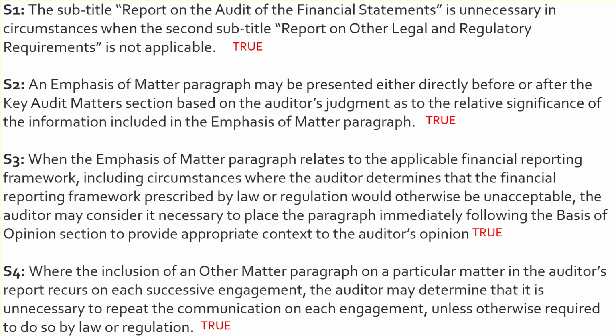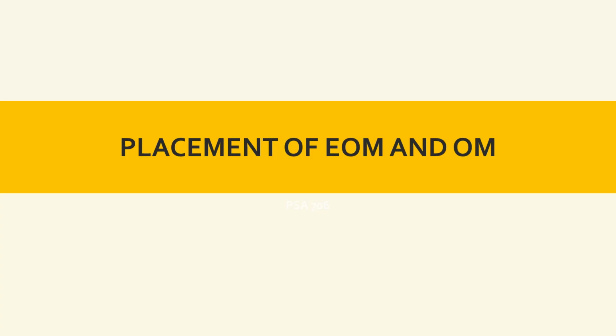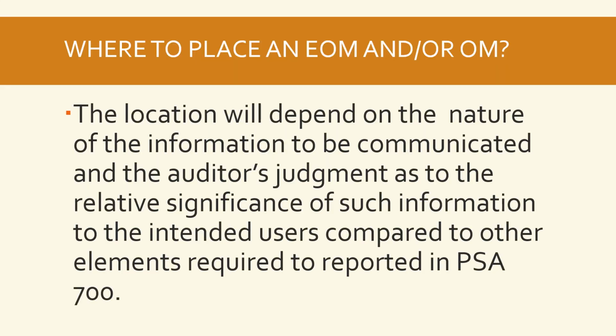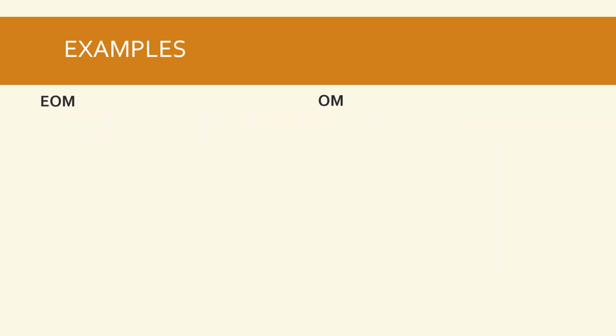Now, a while back, particularly when we talked about statement 3, we were already looking into the placement of the EOM and the OM. And we did mention that it should not be before the opinion paragraph. And so therefore, at the very minimum, it should appear after the basis for opinion paragraph. Now, why can we not give a fixed placement for the EOM and OM? Because according to PSA 706, the location of these additional paragraphs will depend on the nature of the information that the auditor wishes to highlight. The only requirement really is it should never precede the opinion paragraph.